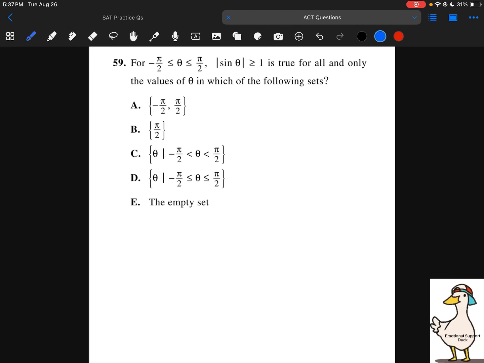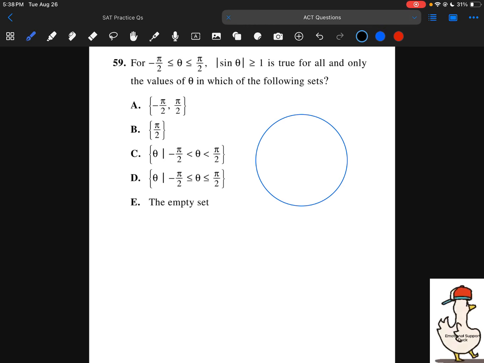So this question is asking, do you know your values of sine of theta or sine of x? And if you don't know them off the top of your head, you can always get them back by using the unit circle. So as a refresher, if you draw out some circle, you can get the values of cosine of theta and sine of theta from it.